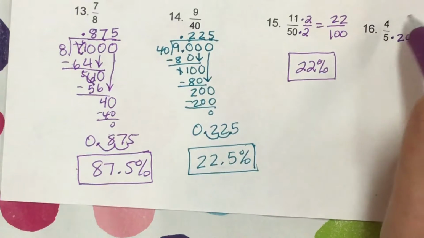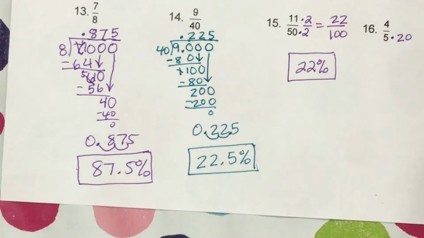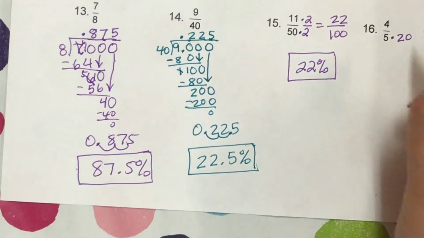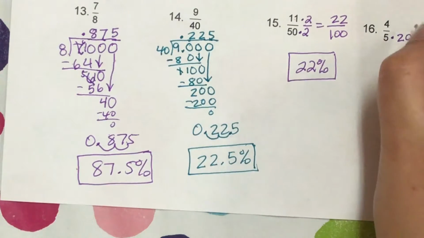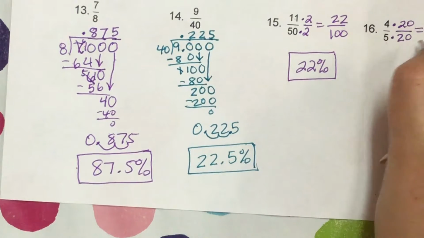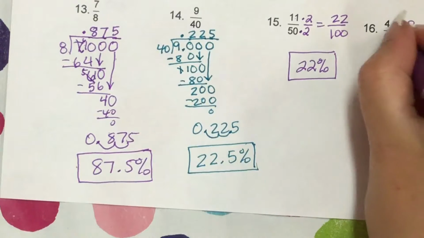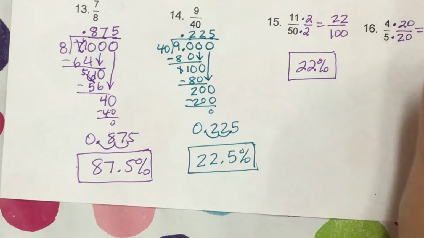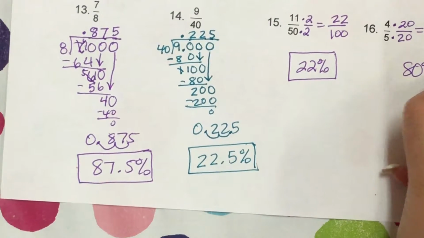If you don't see that, if you just go 4 divided by 5, you're going to get the same answer. So 5 times 20 is 100. Whatever I do to the bottom, I'm going to do to the top. So I get 5 times 20, which is 100, and 4 times 20, which is 80. 80 over 100 is the same thing as 80%.